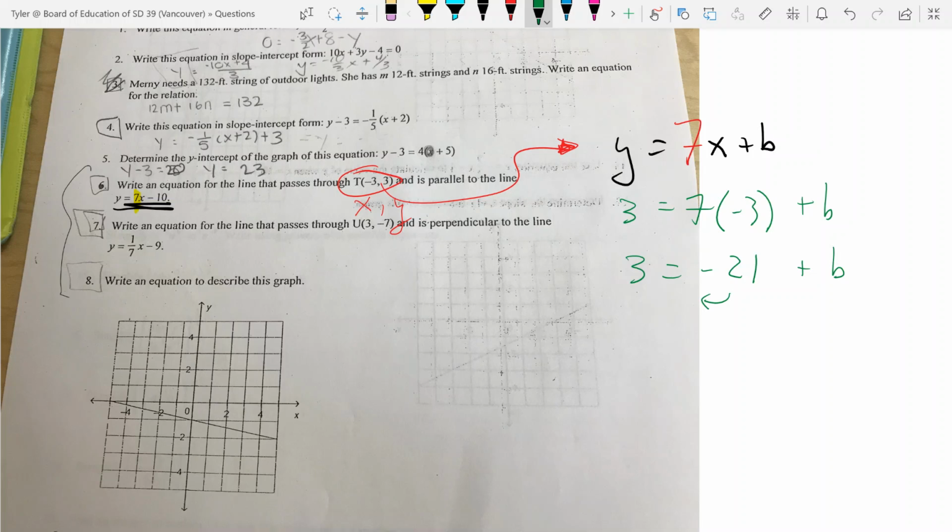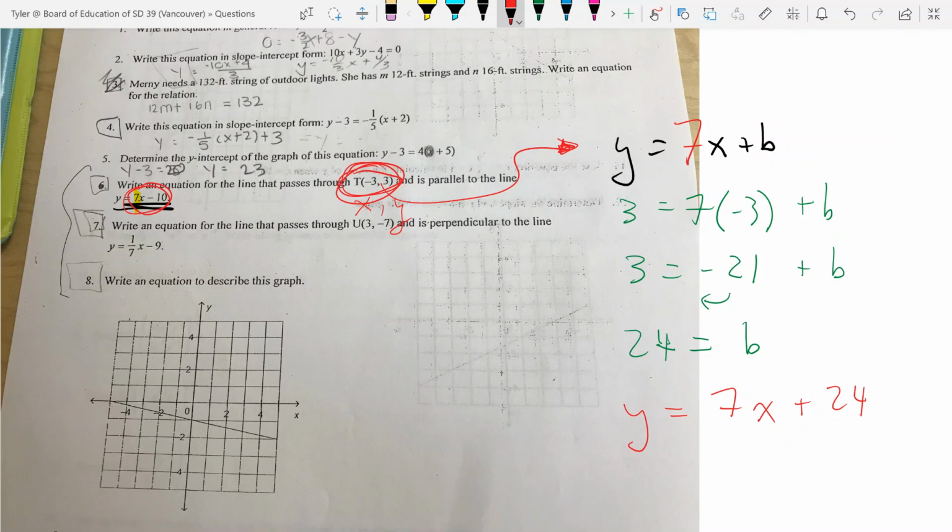I'm going to move this to the other side. So it's going to become 24 equals b. So now I know what b is. So my final equation is going to be y equals 7x plus 24. That's the equation of the line that goes through that point, negative 3, 3, and is parallel to this line.